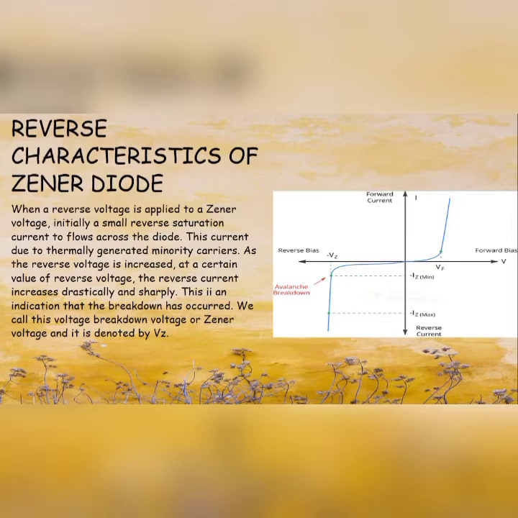The reverse characteristic of a zener diode. When a reverse voltage is applied to a zener diode, initially a small reverse saturation current flows across the diode. This current is due to thermally generated minority carriers. As the reverse voltage is increased, at a certain value of reverse voltage, the reverse current increases drastically and sharply. This is an indication that the breakdown has occurred. We call this voltage the breakdown voltage or zener voltage, and it is denoted by Vz.